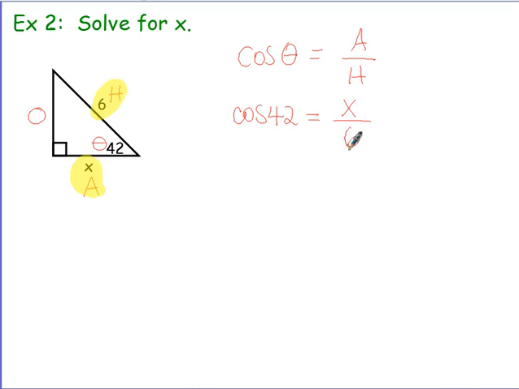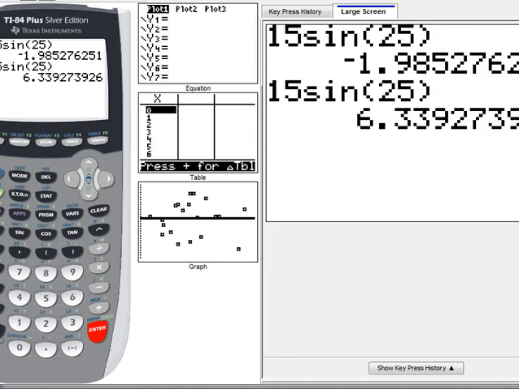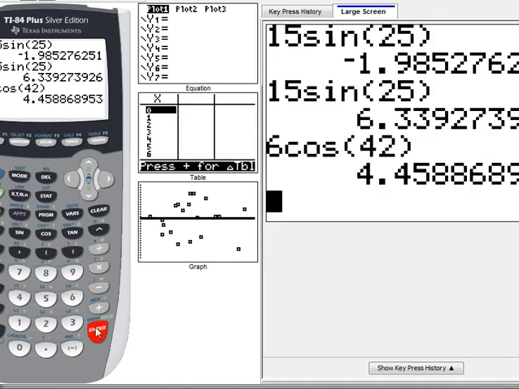Now we need to get x by itself, which means this dividing by 6 needs to cancel. The opposite of dividing is multiplying by 6. So we have 6 cosine of 42 equals x. So again, we're going to use our calculators. So 6 cosine 42 equals 4 point, and because this is a 5, that'll round to 4.5.